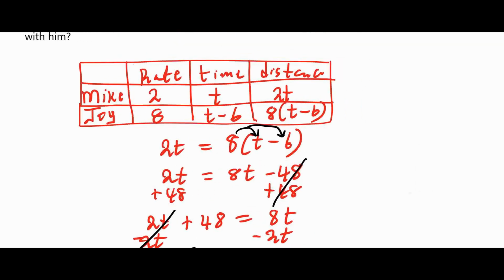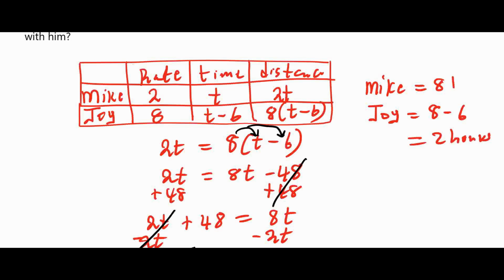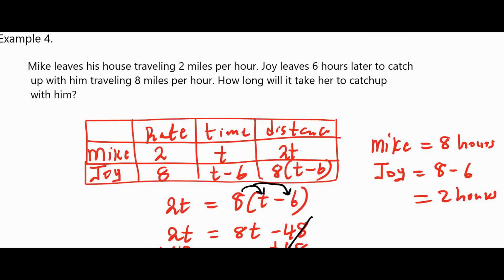So that means Mike spent 8 hours and Joy spent 8 minus 6, which equals 2 hours. So the question is, how long will it take her to catch up with him? It will take 2 hours to catch up with Mike. 2 hours.